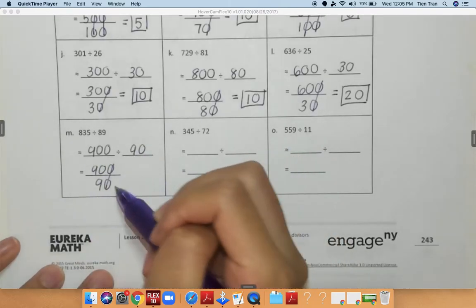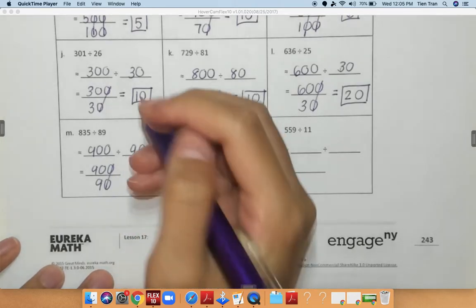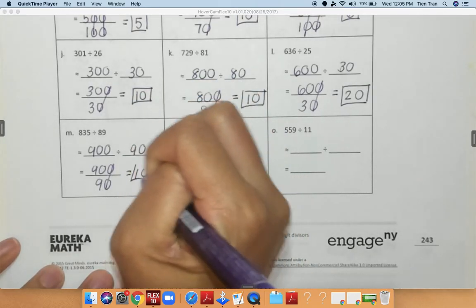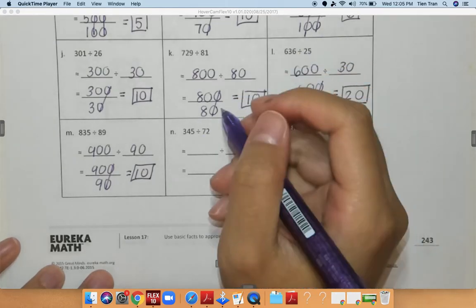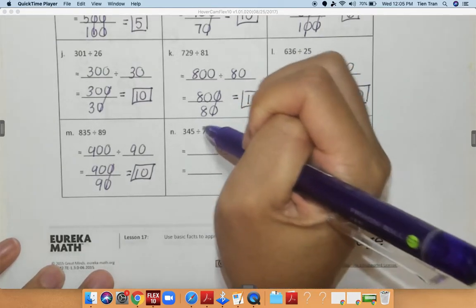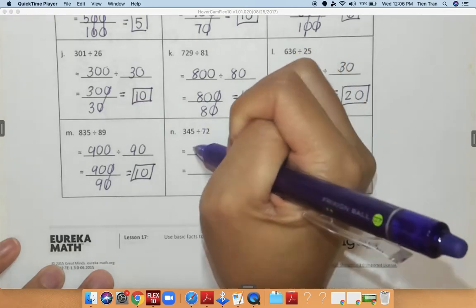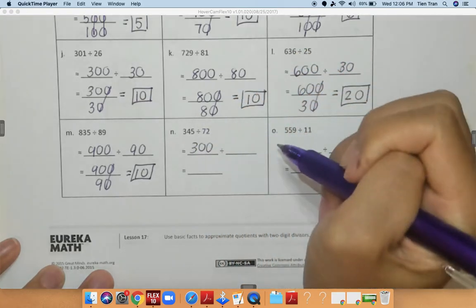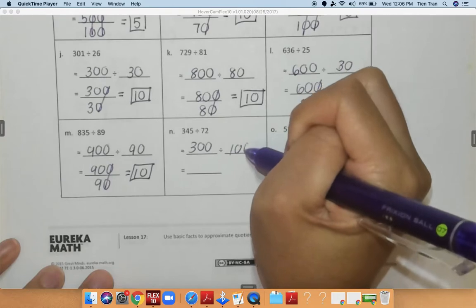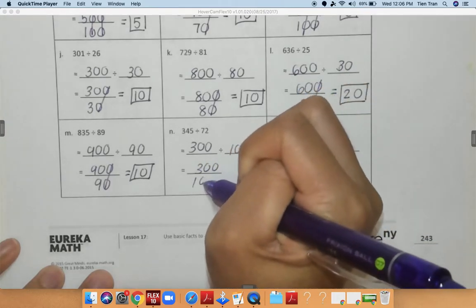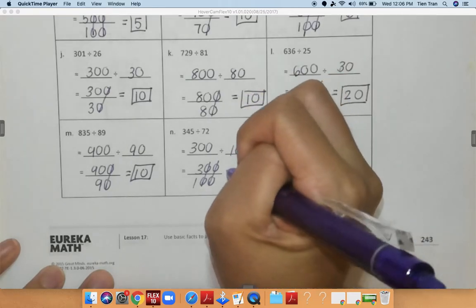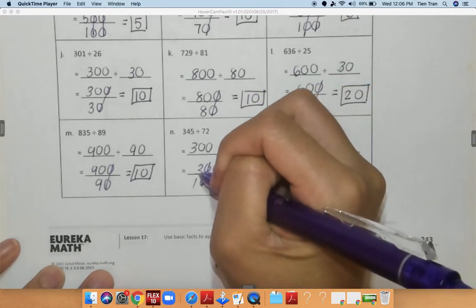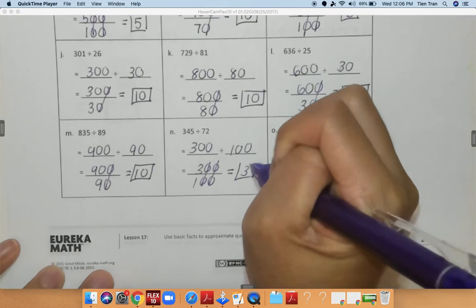Now, 0 divided by 0 is equal to 0. 90 divided by 9 is equal to 10. Over here, I have 345. 345 can be rounded to 300, and 72 can be rounded to 100. So 300 divided by 100. 0 divided by 0 is equal to 0, so I'm crossing them out. 3 divided by 1 is equal to 3.